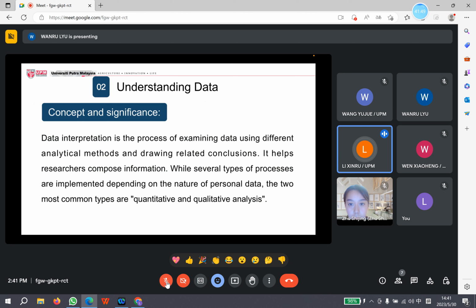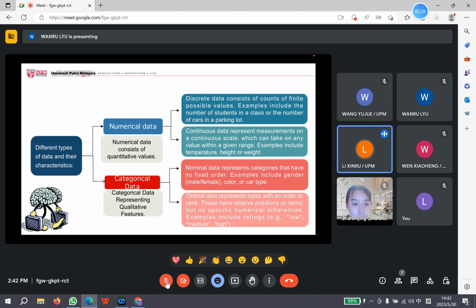The next part is understanding data. Data interpretation is the process of examining data using different analysis methods and drawing related conclusions. It helps researchers compose information, while several types of processes are implemented depending on the nature of the data. The two most common types are quantitative and qualitative analysis.